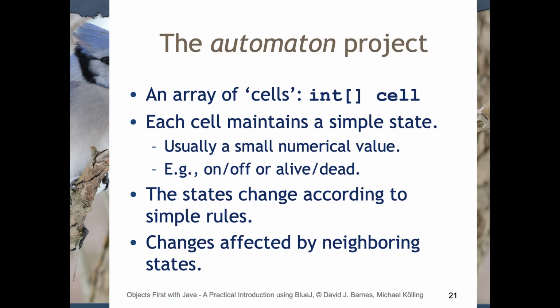A cellular automaton is a model of a very simple kind of cell. It's not a biological cell, although we often characterize the cell state as being alive or dead. We're not trying to imitate a particular organism. We're going to represent the cells of an automaton with an integer array, and the values stored in each element of that array represent the state of the cell at a particular point in time.